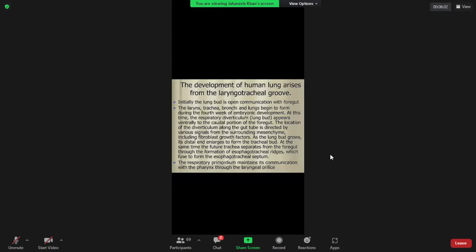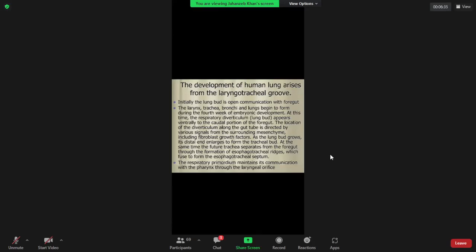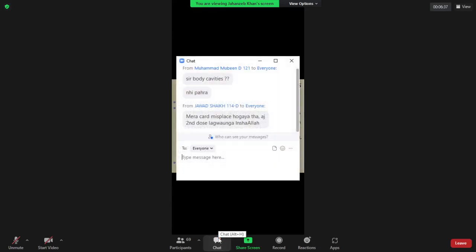So the location of the diverticulum along the gut tube is directed by various signals coming from growth factors. Basically, there are several growth factors, in which fibroblast growth factor 8 is very responsible for its formation, and this is also mentioned in your books. So the location of the diverticulum is directed by various signals from the surrounding mesenchyme, including fibroblast growth factors, as I've already told you, in which fibroblast growth factor 8 is very responsible for this formation. So this is somewhat associated with molecular regulation.